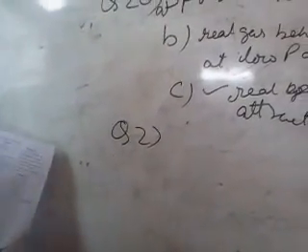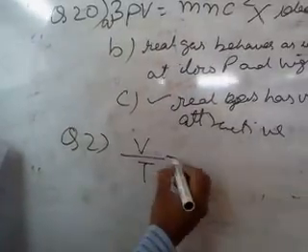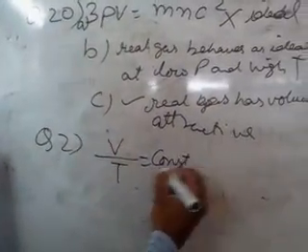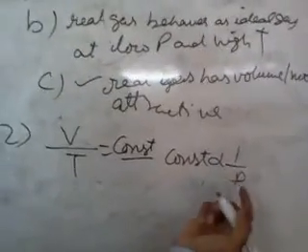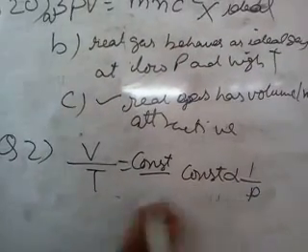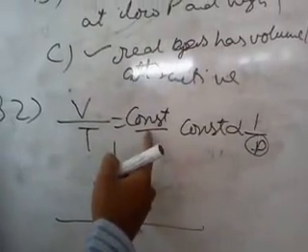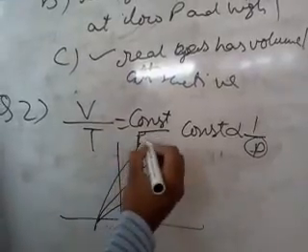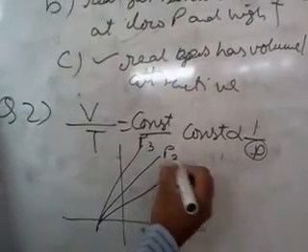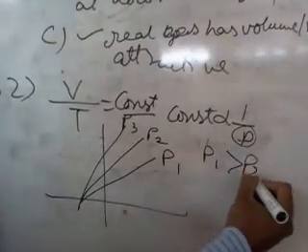Question number 22. It is a graph for Charles law, the isobars of Charles law. V by T equal to constant, and we all know that the constant is inversely proportional to pressure, the pressure at which the experiment is carried out. So among the following graphs, as pressure increases, the slope of the graph would decrease. So P1 will be the greatest pressure, followed by P2, followed by P3.